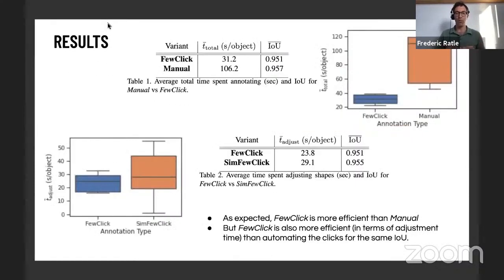We obtained some results that are portrayed here on this slide. So the first experiment, few-click versus manual. Similar to what has been observed in the literature, we obtained a 3 to 4-fold gain in terms of total annotation time. So that comprises annotation, adjustments, and everything else. You can see the box plot on the right. And the IOU is very similar. It's in the 95, 96 range. They're not statistically different.